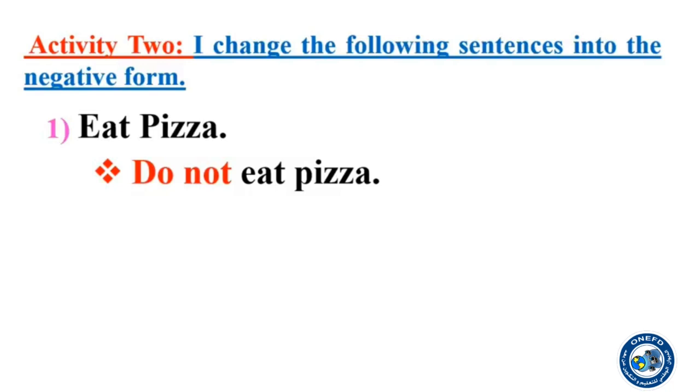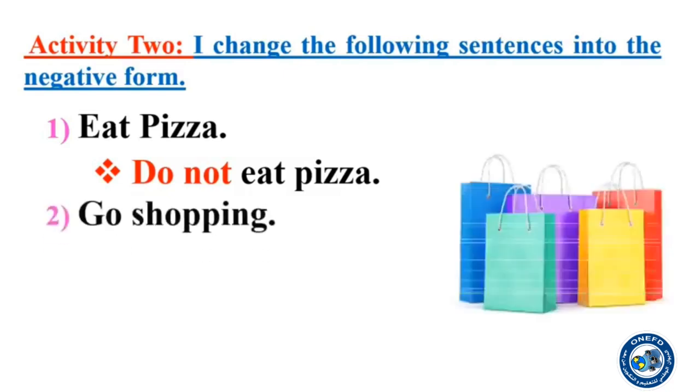Do not eat pizza. This is an order. It is in the negative form. Eat pizza is in the affirmative form. Do not eat pizza is in the negative form. But both are orders.